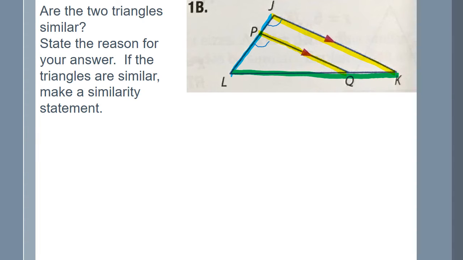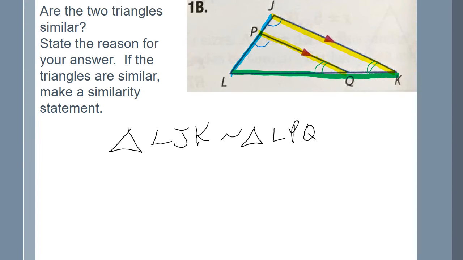On the next transversal, this one here, we would know these two angles are also corresponding because those would be upper left. So we have corresponding angles that are congruent. Therefore, the two triangles are similar. So let's make our similarity statement. We would say that triangle LJK is similar to triangle LPQ.